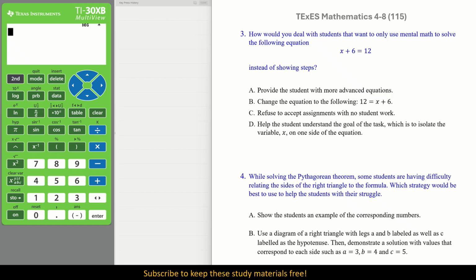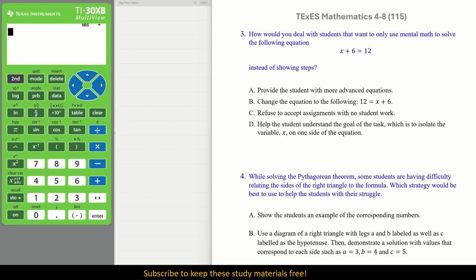Number 3, how would you deal with students that want to only use mental math to solve the following equation, x plus 3 equals 12, instead of showing steps? Well, if you think about it, the reason we begin with a simple equation such as this to show them the algebraic process is so they can handle it, and then you move on to more complex things. Well, let's look at what our options are.